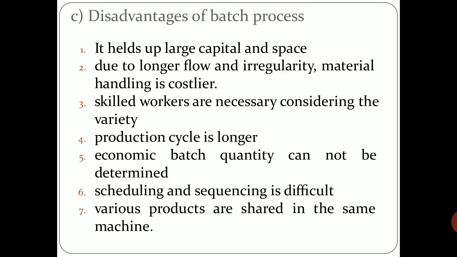Production cycle is longer, because unless the stages are clear in one cycle, you cannot go for the next production. Scheduling, again, economic batch quantity cannot be determined, because everything is done in batch. It is intermittent. There are so many stoppages in between. What happens because of that? Economic batch quantity cannot be determined. That means at this level of production you will not be able to determine the maximum quantity. Scheduling and sequencing is difficult because you hardly know which process will follow next. So scheduling and sequencing at times is tough in batch process.